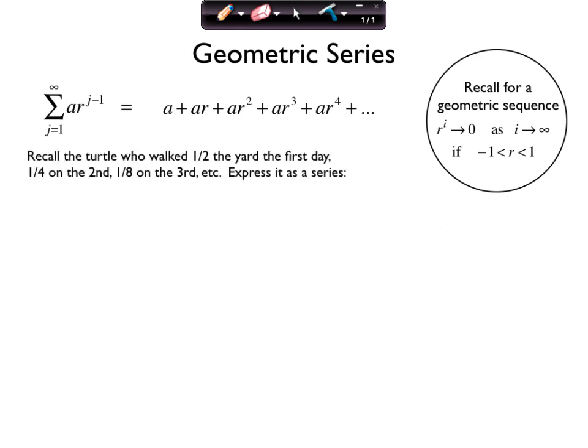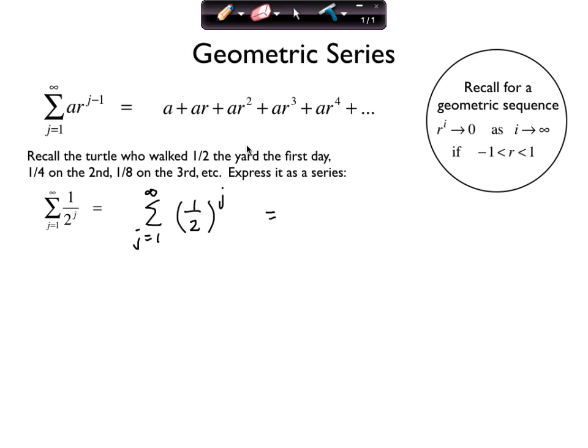Okay, recall the turtle. He walks half the yard the first day, a quarter of the yard on the second day, an eighth of the yard on the third day. So we want to express that. When we came up with it, that was the series sum of 1 over 2^j. So that is (1/2)^j. What kind of series is that? This is a geometric series. That turtle walking across the yard is essentially a geometric series.